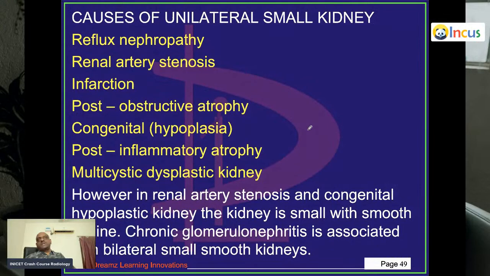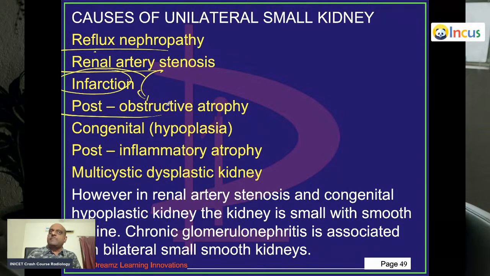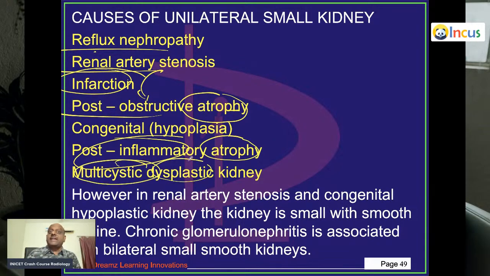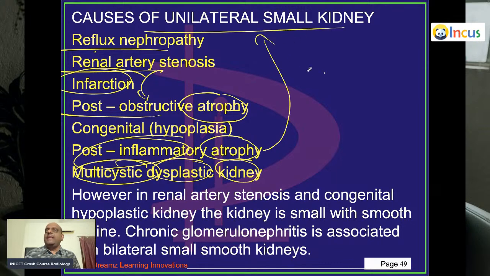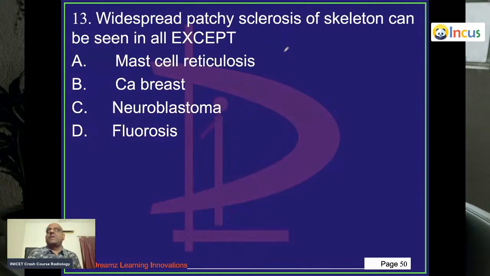So what are all the causes of unilateral small kidney, doc? Reflux nephropathy, renal artery stenosis, any infarction, post-obstructive atrophy, post-inflammatory atrophy, multicystic dysplastic kidney. They are all the causes of unilateral small kidney, is what you need to remember.